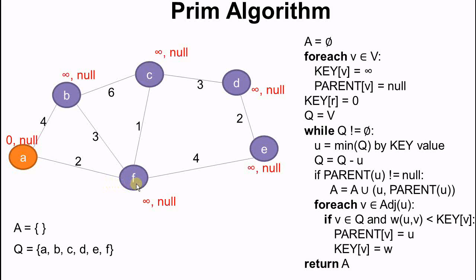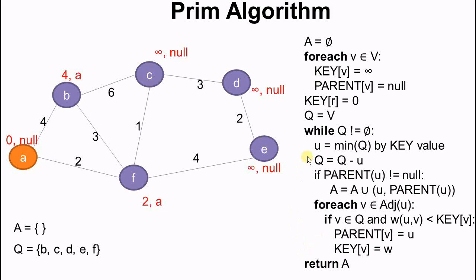Let's start with F. If the weight of the edge is less than the key of F, we'll update F's key to be this weight and F's parent to be A. Same thing for B. Since the weight of the edge is less than the key of B, we'll update B's key to be the weight and B's parent to be A.